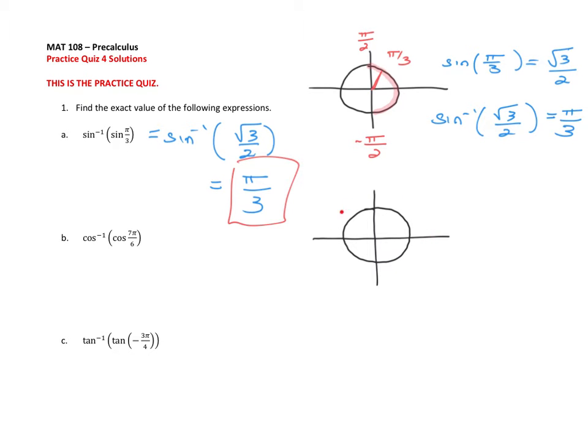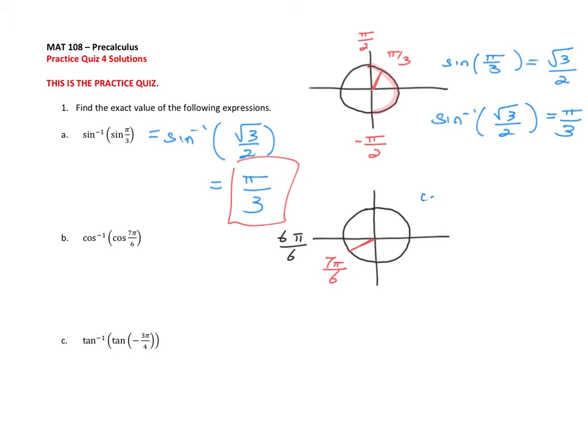If I go halfway around the circle, that is pi, or 6 pi over 6, that's the same thing. So if you go pi over 6 more, you're at 7 pi over 6. So here we go. This is 7 pi over 6.